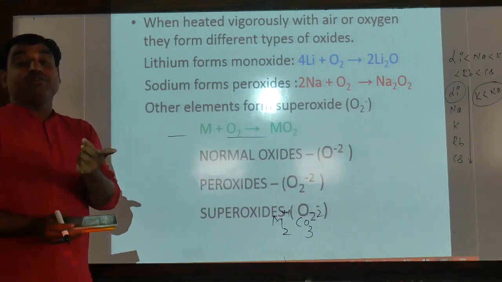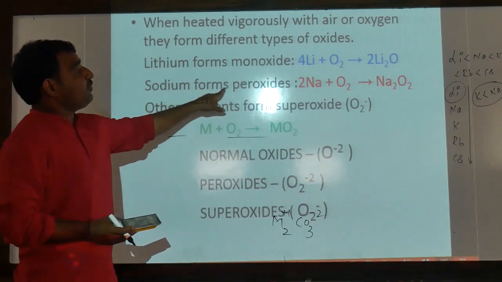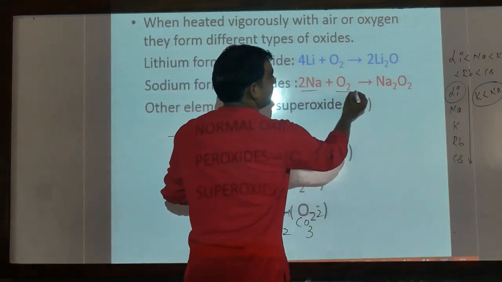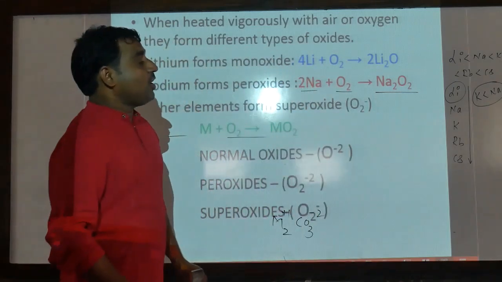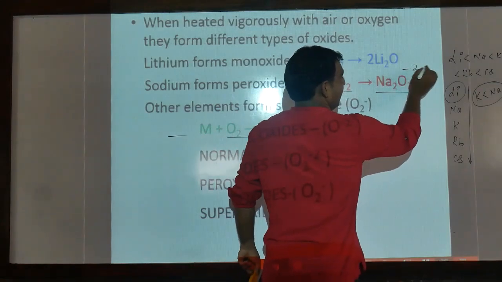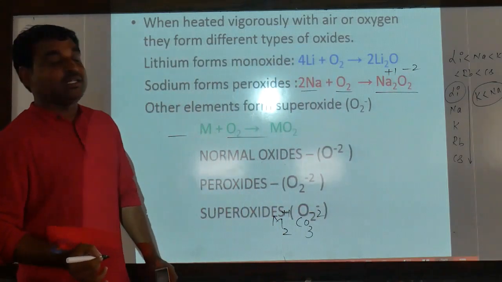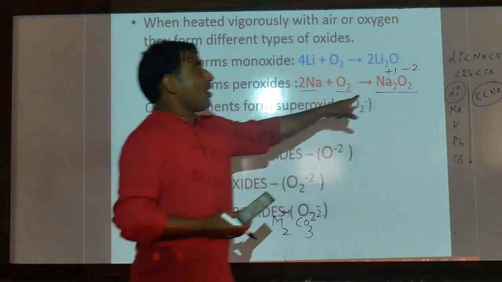Instead of that they will form superoxides and peroxides. That is, sodium will form the peroxide. So here sodium reacts with the oxygen to give Na2O2. The charge of the oxygen will be -2 here, and sodium is +1. One sodium is +1, and 2 sodium is +2, so the charge will be balanced. This is a peroxide here.